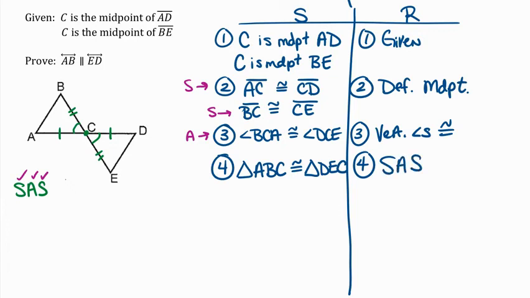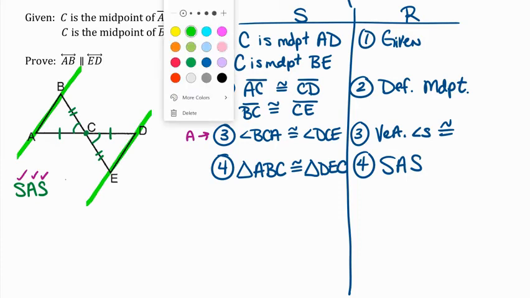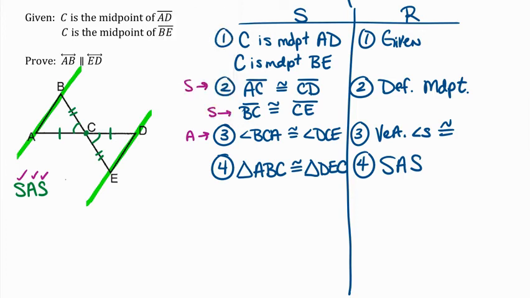Okay, so first part is done. We now know that our two triangles are congruent. But remember, we're trying to prove that these two lines are parallel. So let's take a look at where those lines are. To highlight those, I've got line AD, sorry, and then line ED. Those are the two I want to prove parallel. So I need to pick then a transversal. So let's say I choose BE as my transversal.